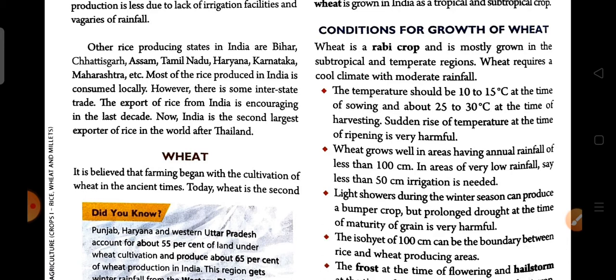Wheat requires a cool climate with moderate rainfall, as we know that wheat cannot grow in high temperature, as it is sensitive to high temperature and heavy rainfall.